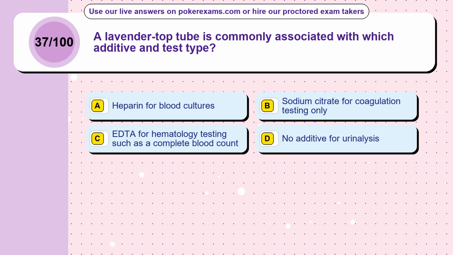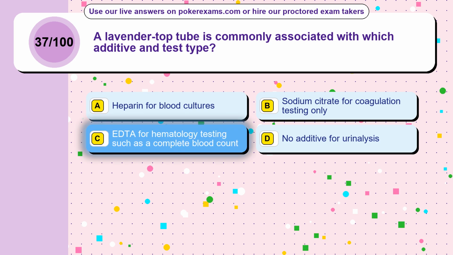Question 37. A lavender top tube is commonly associated with which additive and test type? Option A, heparin for blood cultures. Option B, sodium citrate for coagulation testing only. Option C, EDTA for hematology testing such as a complete blood count. Option D, no additive for urinalysis.